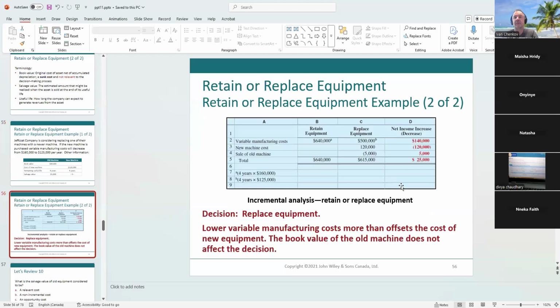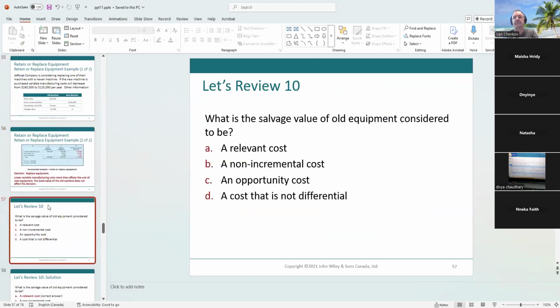Let's move now to the slides. So where we end up here, getting the new machine, right? Getting the new equipment because it's going to save us $25,000. Correct. Tell me, what should I do here?